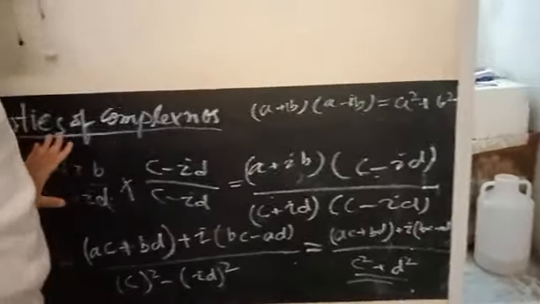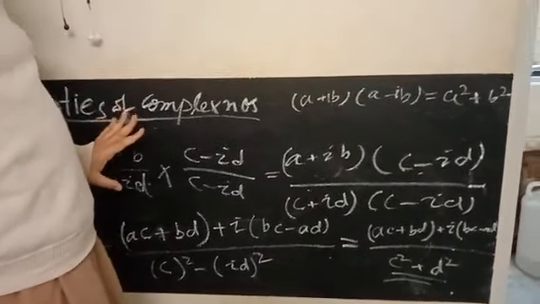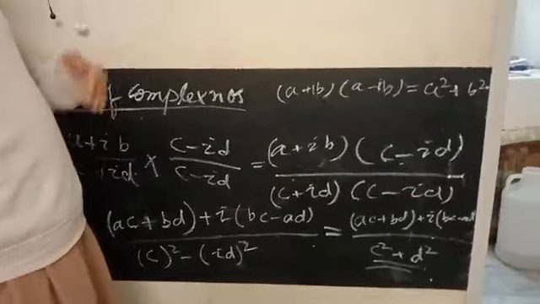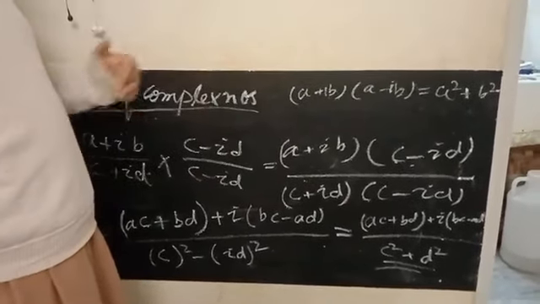सो ये हमारी बेसिक प्रॉपर्टीज थीं कॉम्प्लेक्स नंबर्स की. नेक्स्ट लेक्चर में हम इसकी कुछ मजीद प्रॉपर्टीज पढ़ेंगे और कुछ मजीद आगे बढ़ेंगे.